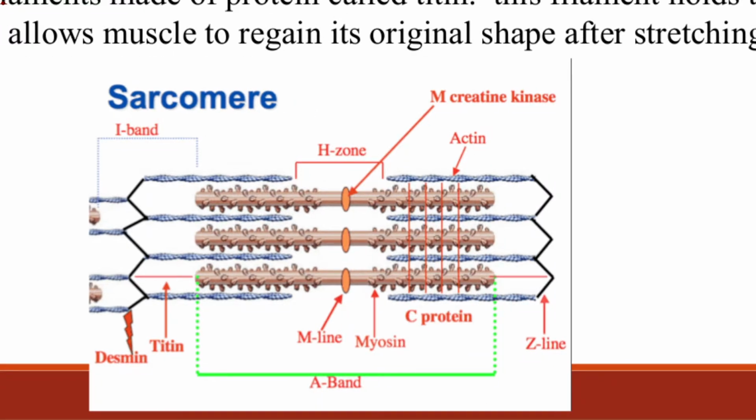Now, this is called a sarcomere. A sarcomere is one contractile unit of striated muscle.